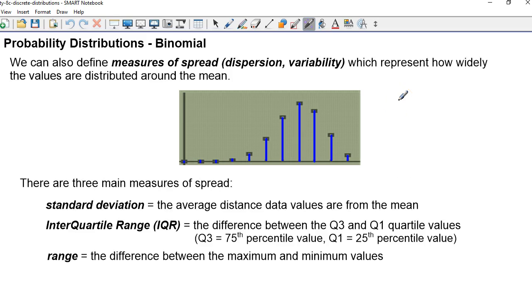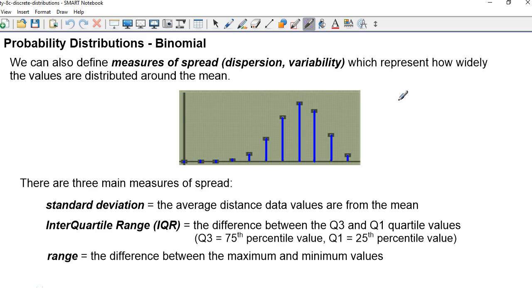We can also define various measures of spread, which is also referred to as dispersion or variability, which represent how widely the values are distributed around that mean. There's three main measures of spread also. One is called the standard deviation, which actually represents the average distance that data values are from the mean.